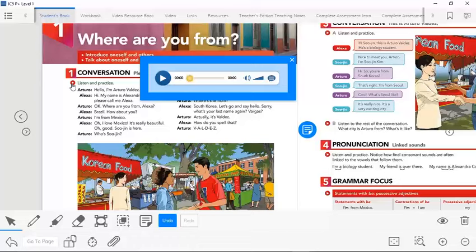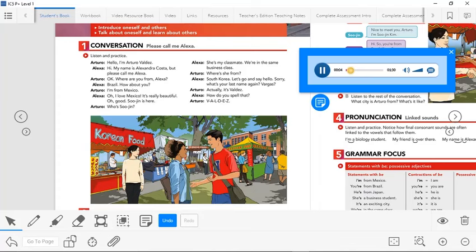Interchange, 5th edition, by Jack C. Richards, with Jonathan Hull and Susan Proctor. This class audio program contains recordings that correspond to Students Book 1, published by Cambridge University Press. This recording is copyrighted. Unit 1. Where are you from? Page 2. Exercise 1. Conversation. Please call me Alexa. Listen and practice.